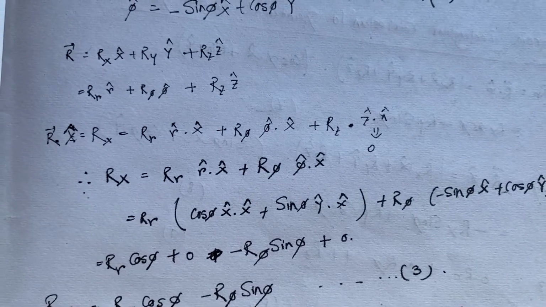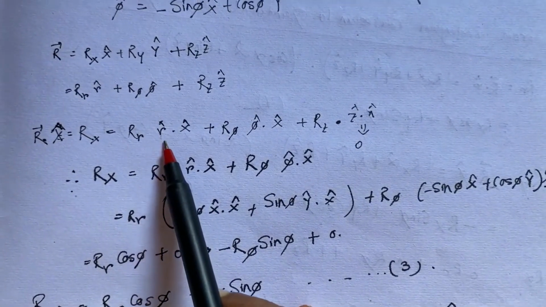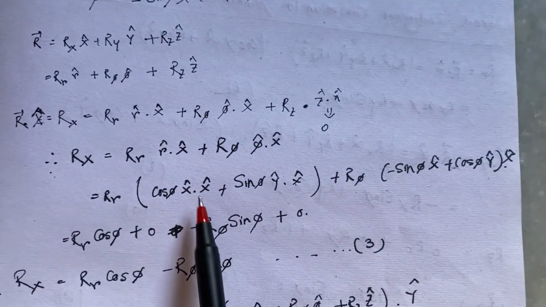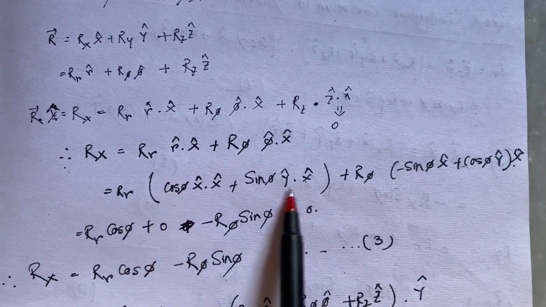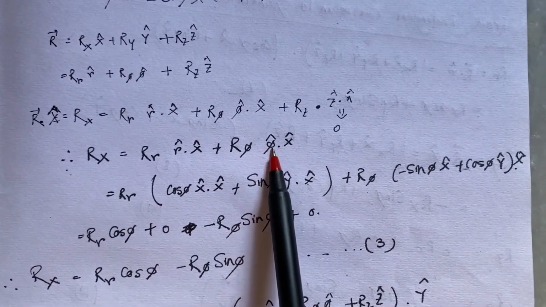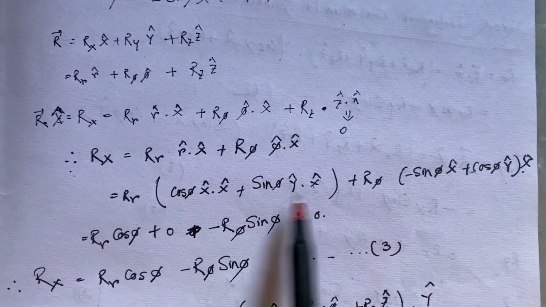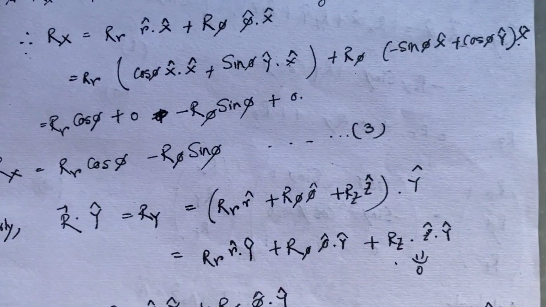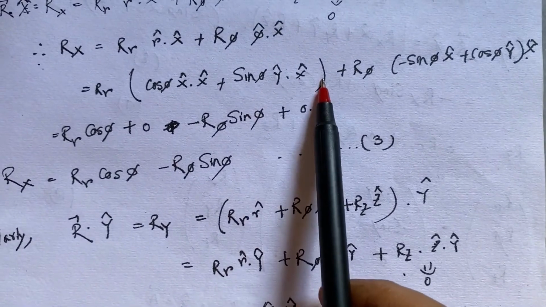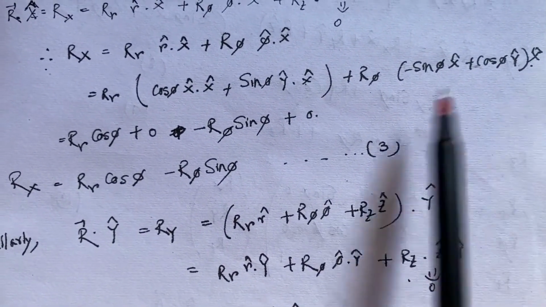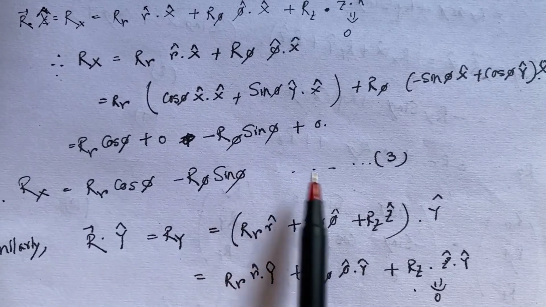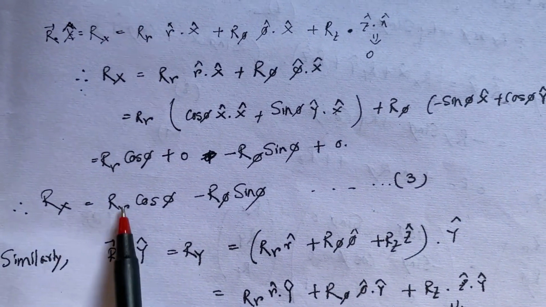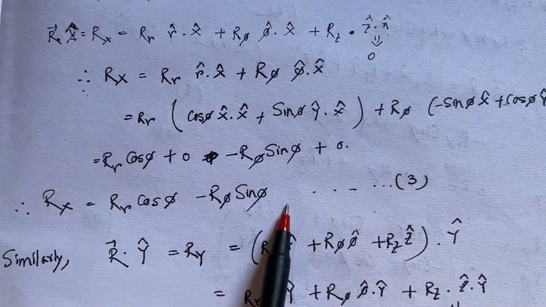Now we need to put the values of r hat and phi hat using equations 1 and 2. I have put the values of r hat here and the value of phi hat here, and using the orthogonality property of the x and y axis, this term is equal to 0, this term is equal to 0. I am left with this term, so I have obtained equation 3 which gives me Rx. This is equal to Rr cos phi minus R phi sin phi.